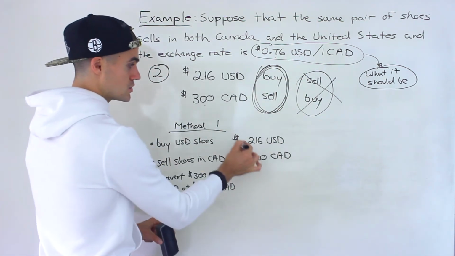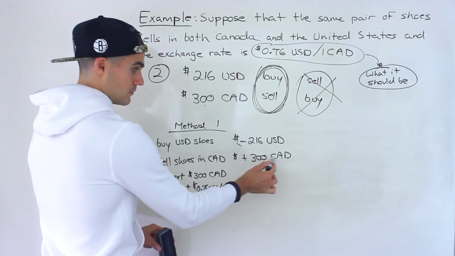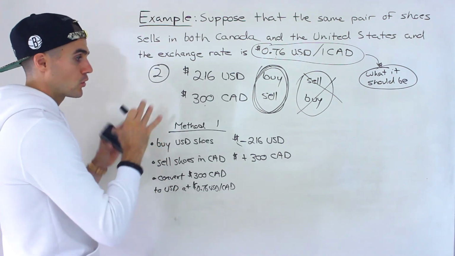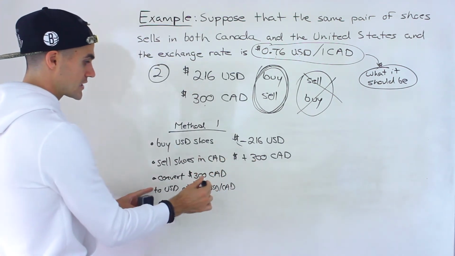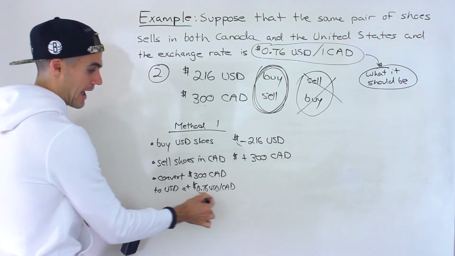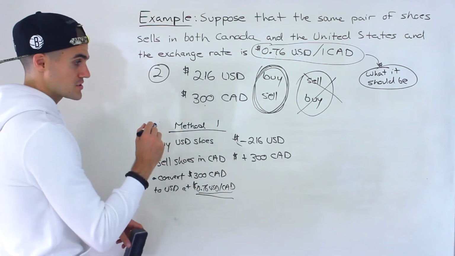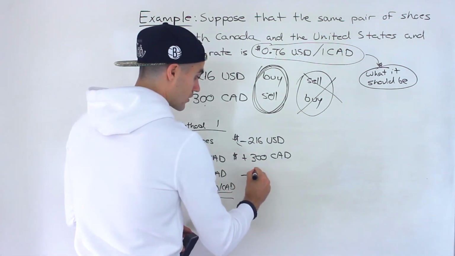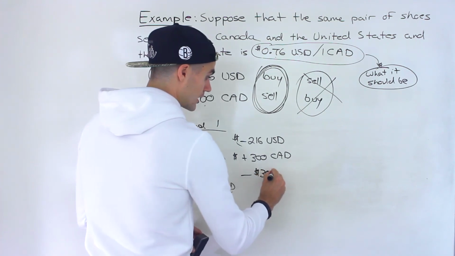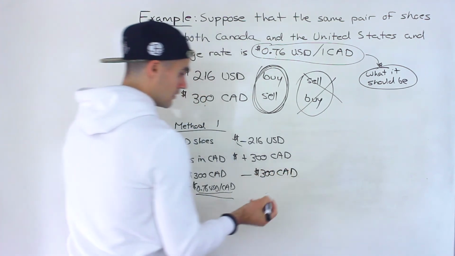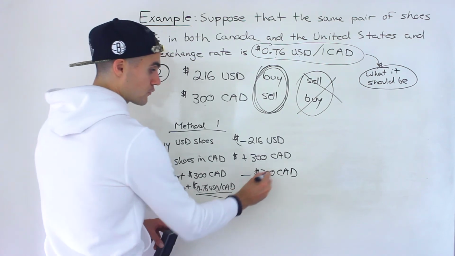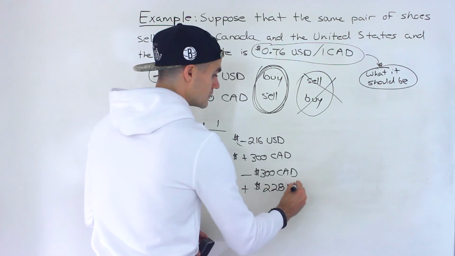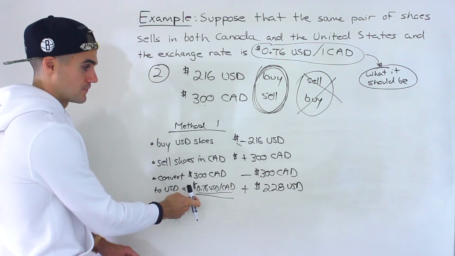So we could always go to the bank and exchange at this rate. We bought the USD shoes, we sold them for Canadian, so now we have 300 Canadian. We're going to go to the bank and exchange it for USD at that currency exchange rate. So we are getting rid of the 300 Canadian, and for it we would receive 228 USD at that exchange rate.